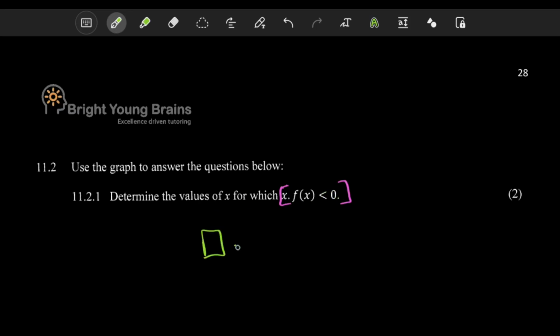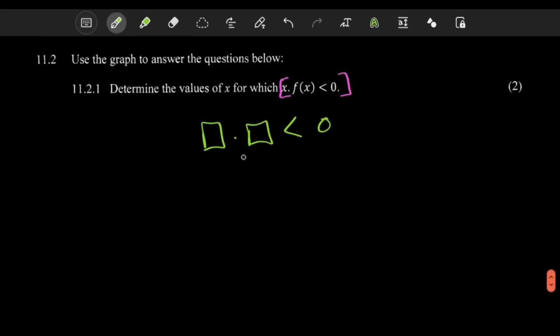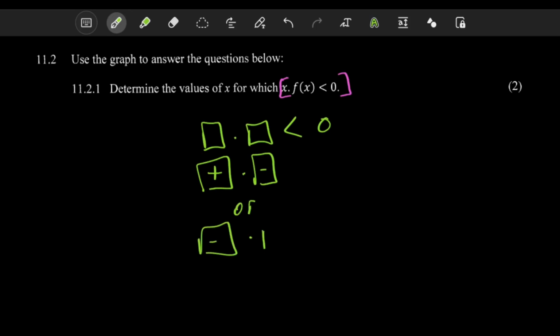So you have a value times another value. Where will it be smaller than 0? For it to be smaller than 0, this has to be a plus while this is a minus, or this has to be a minus while this one is a plus. These two scenarios will result in your expression being a negative.